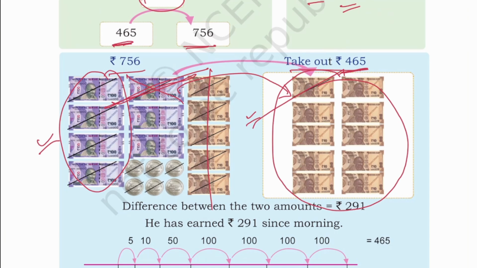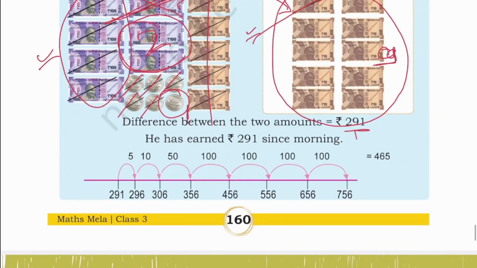Then how many notes will remain? 9 ten rupee notes will remain. 2 hundred rupee notes, 9 ten rupee notes, and 5 of 465, that is 5 coins should be crossed out. 5 one rupee coins could be crossed out, and 1 rupee remains. So 2, 9 and 1. The answer is 291. The difference between the two amounts is equal to rupees 291. He has earned rupees 291 since morning.